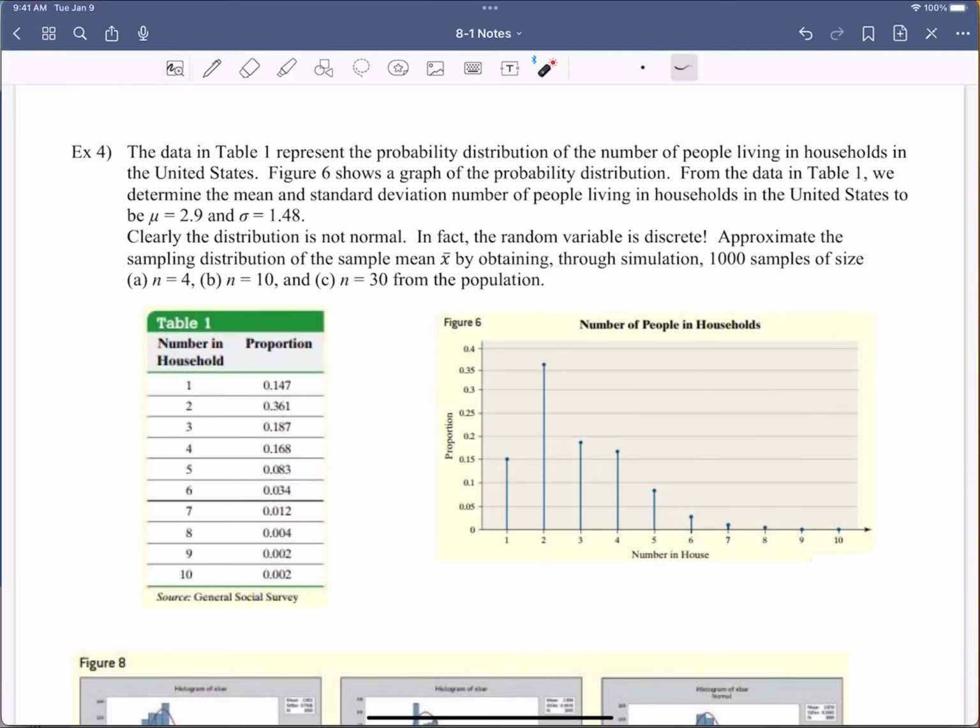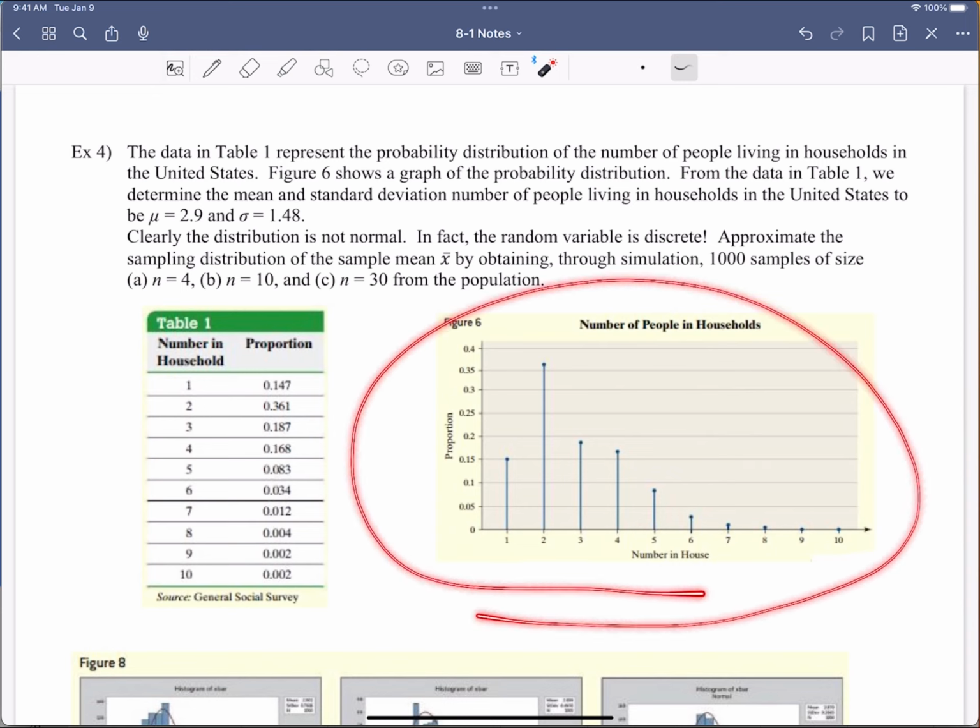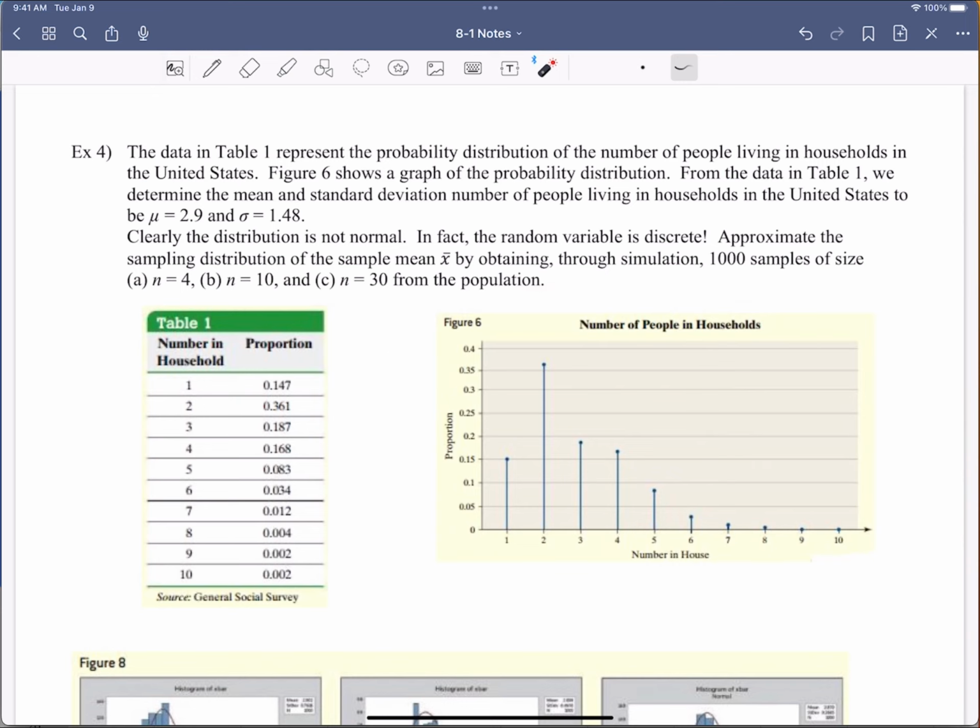Okay, let's make some more generalizations based on what we're learning. The data in table 1 represent the probability distribution of the number of people living in households in the U.S. Figure 6 shows a graph of the probability distribution.